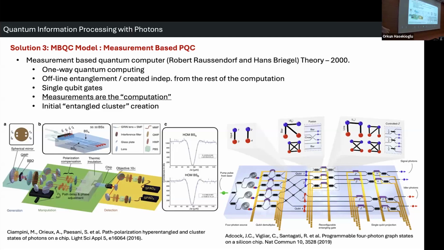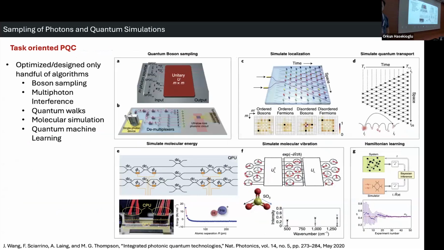What we use in this measurement-based computing is only single qubit gates, nothing else. And the measurements are the computation or the gate operations. But then, to effectively compute a larger system or the behavior of a larger system, you need entangled cluster states, not single qubit states. So you need entangled states with higher degrees of freedom, higher degrees of entanglement. I will get into that later.